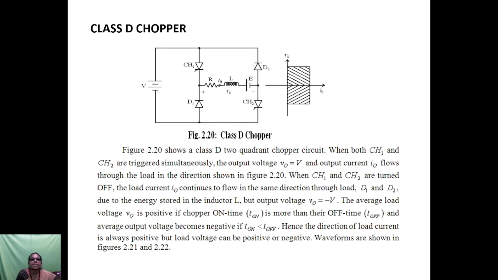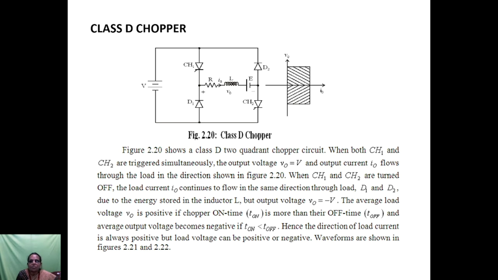Class D chopper. Class D chopper is also a two quadrant chopper. When CH1 and CH2 are triggered simultaneously, the output voltage V0 is equal to V and the output current I0 flows through the load in the direction shown in the figure. When CH1 and CH2 are turned off, the load current I0 continues to flow in the same direction through D1 and D2 due to the energy stored in the inductor L, but the output voltage V0 is equal to minus V. The average voltage V0 is positive when the chopper on time is more than the off time, and the output voltage becomes negative when T on is less than T off.